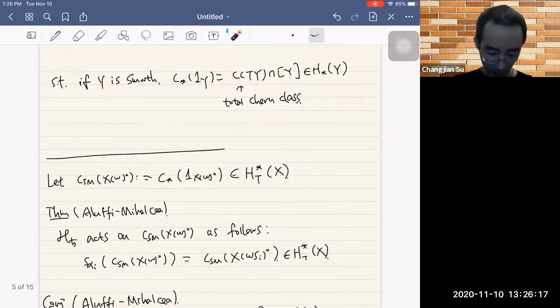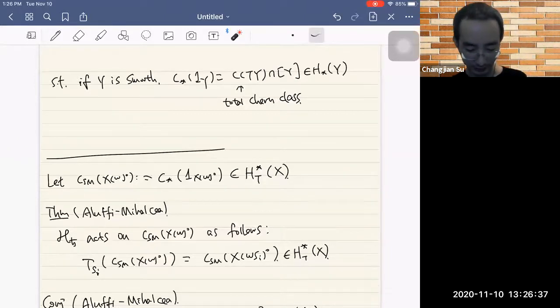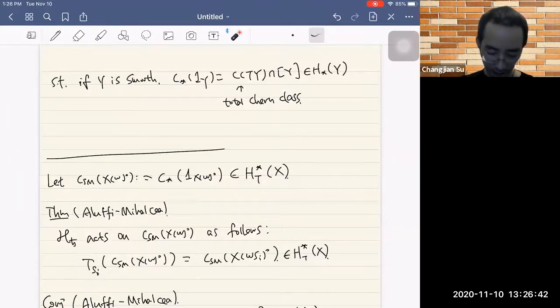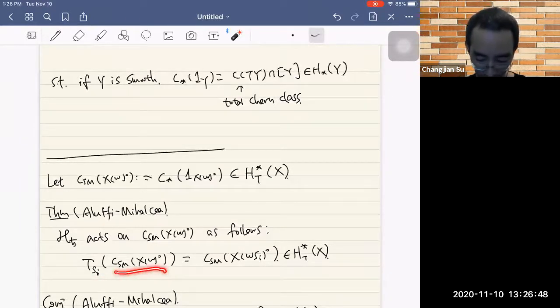In a work of my collaborators Aluffi and Mihalcea, they also study this degenerate Hecke algebra action on the cohomology of the flag varieties, and they study this action on the CSM classes. Their formula is almost the same as before. If you apply the simple generator in the degenerate Hecke algebra to these CSM classes, then this just moves the CSM class of one Schubert cell to another Schubert cell, which is exactly the same shape as before.